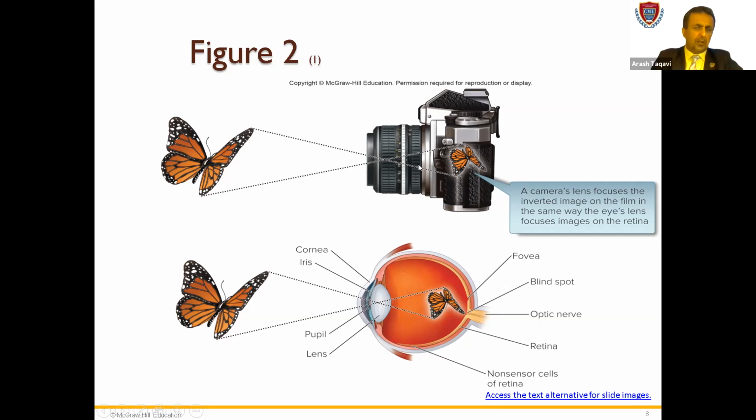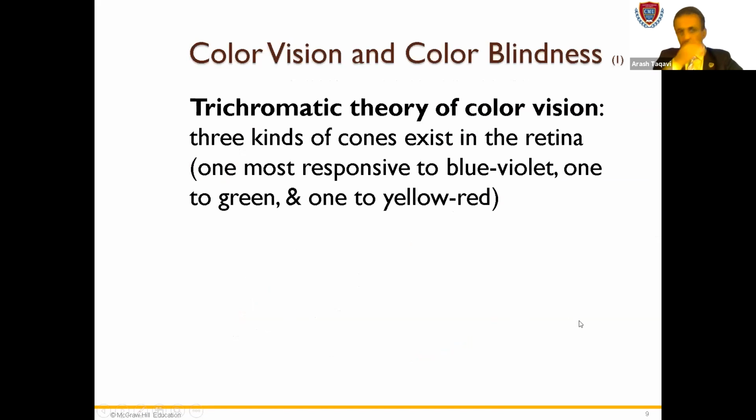Also, you know, we cannot use cameras like this. Everything is better, cameras are now in your cell phones. Camera, iris, pupil, and lens. Trichromatic theory of color vision.